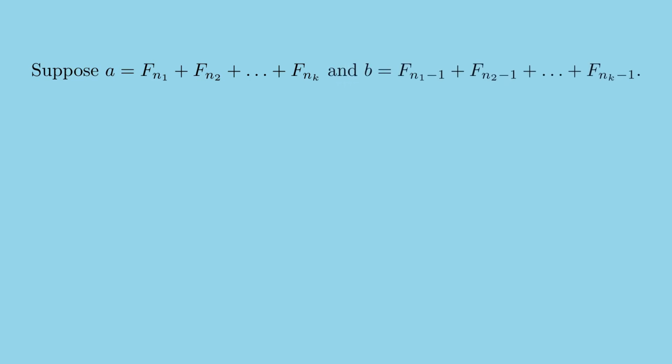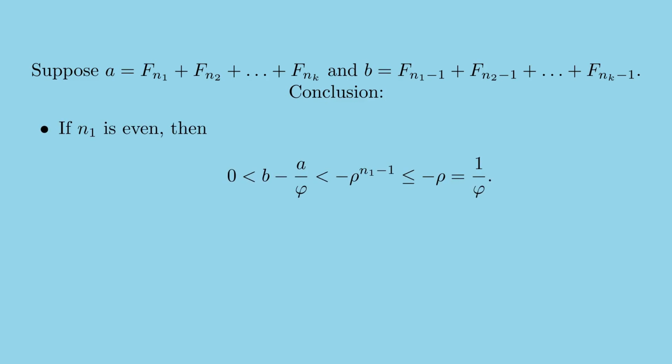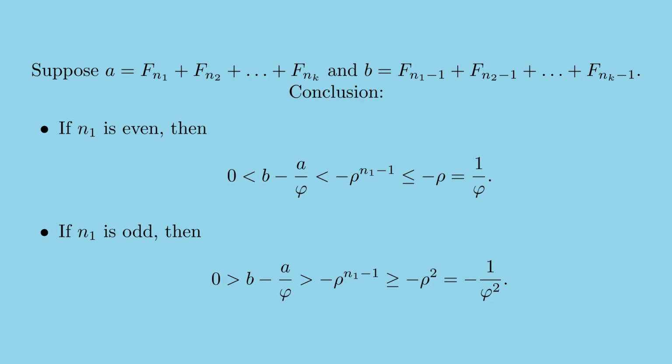What did we actually do? We took a number a, given its Zeckendorf representation, and came up with another Zeckendorf representation of a number we thought was approximately a over phi. After multiplying by rho to the n1, we learned that if the smallest Fibonacci term's index is even, a over phi is less than b by at most negative rho, which equals 1 over phi. And if the smallest index is odd, multiplying by rho to the n1 switches signs, so a over phi is greater than b by at most rho squared, which equals 1 over phi squared. Notice here that n1 is at least 3, since the first Fibonacci number is 1, which is also the second Fibonacci number.